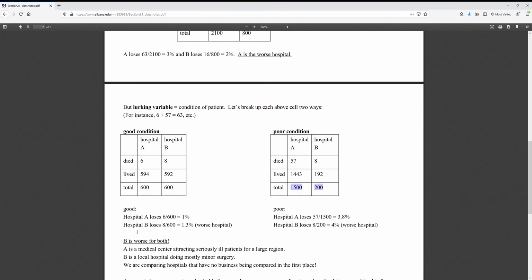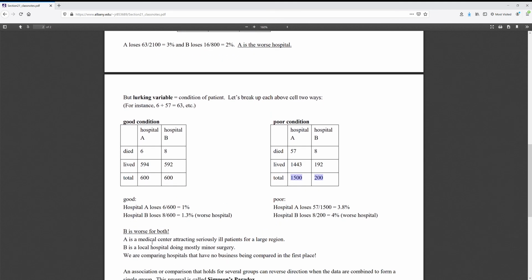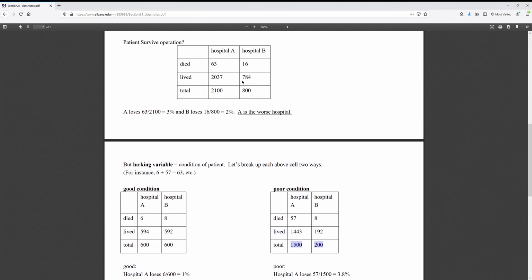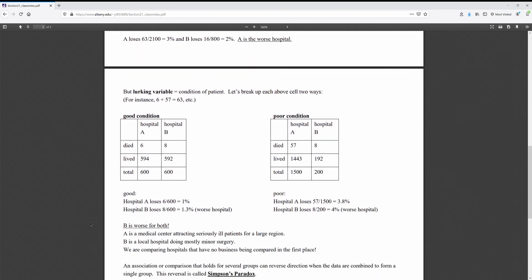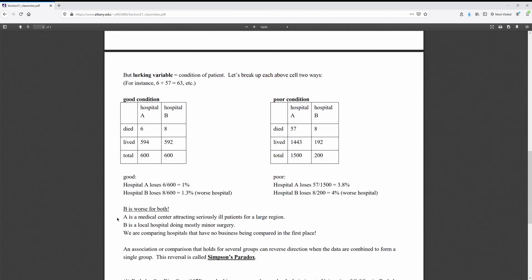What is going on in this case? Well, it's explained here. A is a medical center which attracts seriously ill patients for a very large reason. If you're undergoing brain surgery, you're going to travel a long way to go to hospital A. B is a small local hospital. It's clearly a lot smaller than A. We see that at the start. B is a small local hospital doing mostly minor surgery.